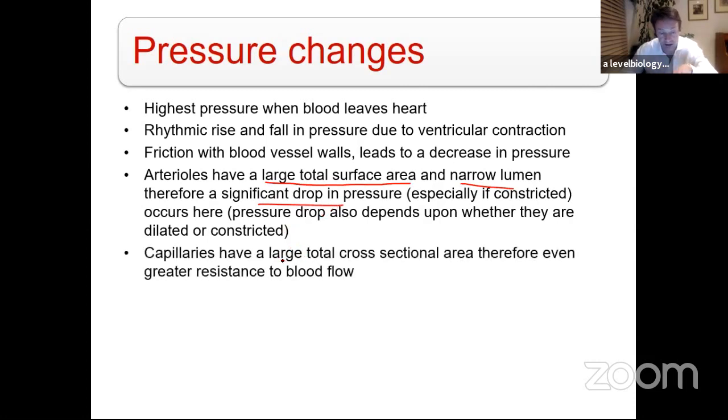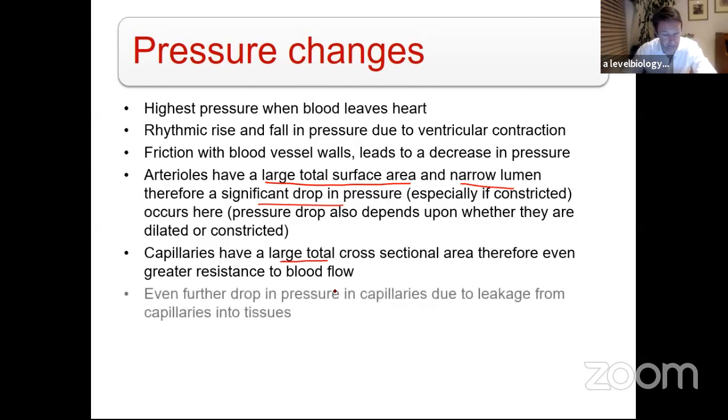Capillaries have got a large total cross-sectional area, but they're incredibly thin. So again, we've got even more resistance to blood flow. There's a further drop due to the fluid being pushed out from the capillary into the tissues.